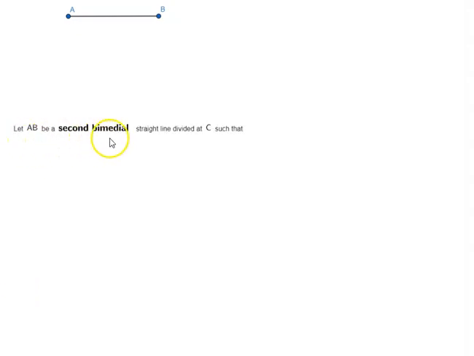Let AB be a second bimedial straight line divided at C. So let me bring in C such that AC and BC are medial straight lines. AC and BC are commensurable in square only. AC by BC is a medial rectangle. C is the only point at which AC and BC will have all these properties.